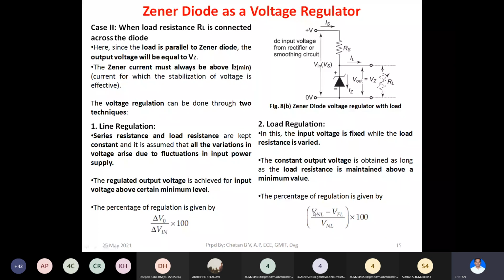VNL means output voltage under no load, or voltage across this diode under no load. No load means you have not connected any resistance across these two terminals. That is the voltage across the Zener diode when no load resistance is connected, minus VFL, the full load voltage. Whenever there is a resistance across these two terminals, the voltage across this diode is the full load voltage. VNL minus VFL, divided by VFL, into 100 is the percentage regulation for this load regulation case.